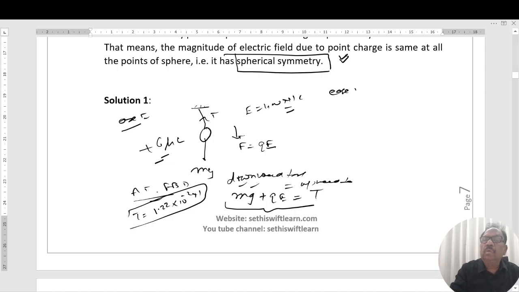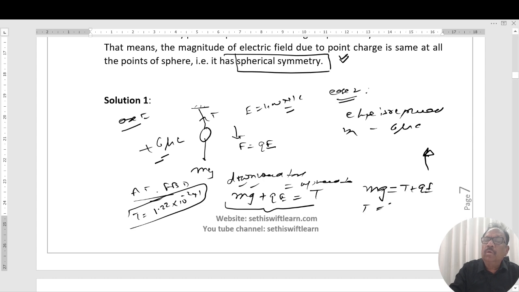Case 2 will be when the charge is replaced by -6 microcoulomb. Then the electric force due to this will be in the opposite direction. In that case, mg equals T plus qE, so T will be equal to mg minus qE. On substituting the values, we will get the answer 74 into 10 to the minus 4 Newton. I think this is clear.